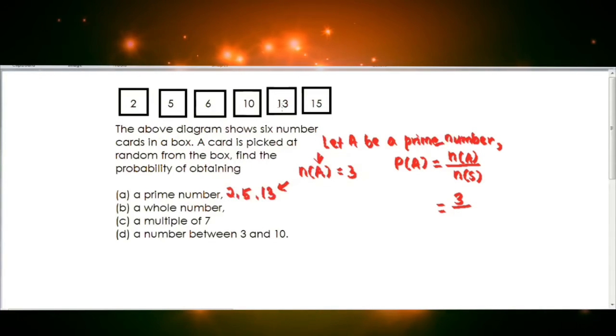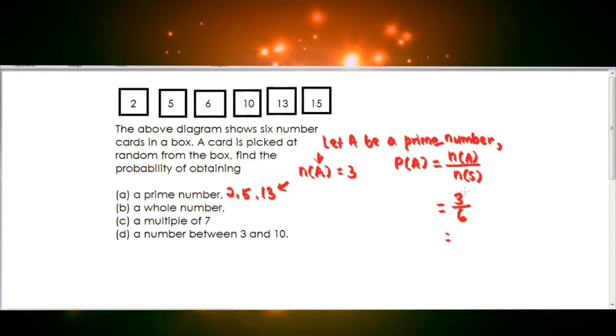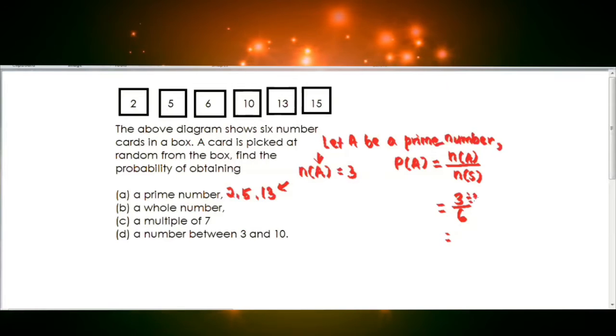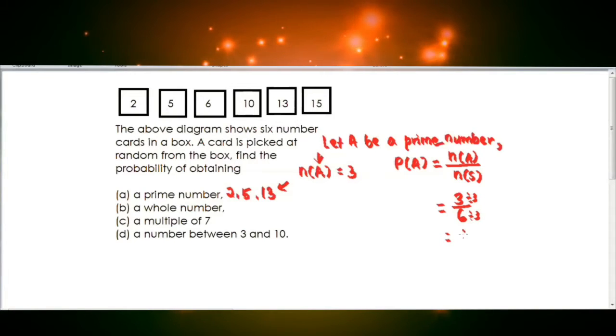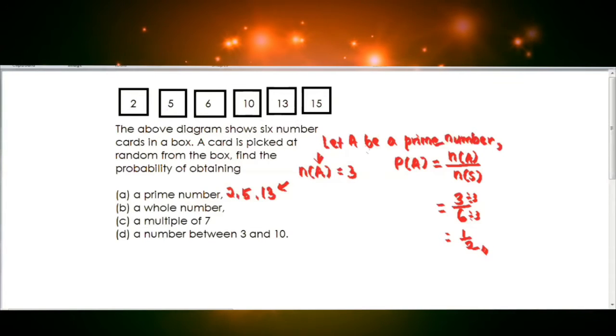1, 2, 3, 4, 5, 6. Okay, 6. It's not the final answer. Remember to simplify. You can divide by 3. So my final answer is 1/2. This is the answer for question A.